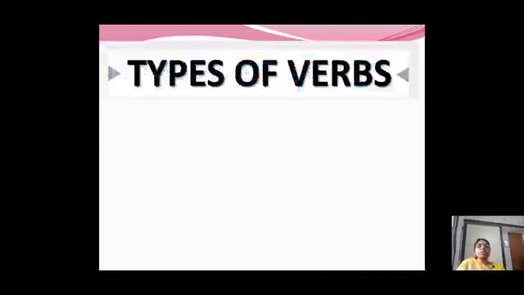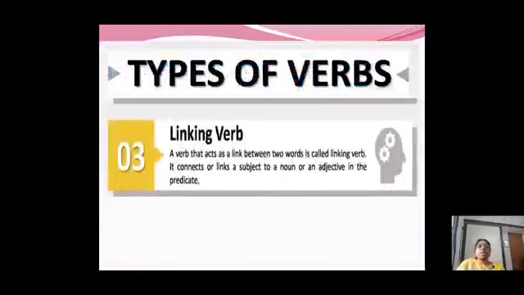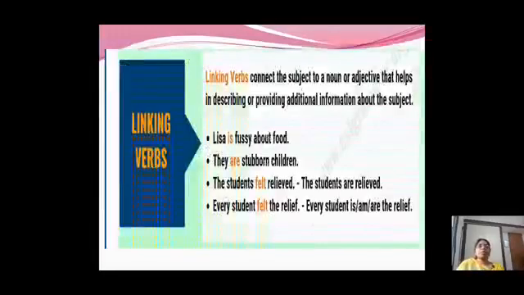So the next type is linking verb. A linking verb acts as a link. The word itself says, a link between two words is called a linking verb. It connects or links a subject to a noun or an adjective in the predicate, right? So an example is given here.